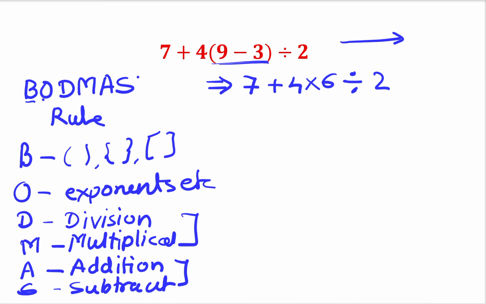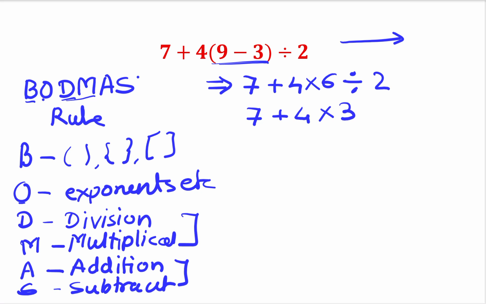Next is order, exponents, under root, etc., but here no order is given in this expression. So next is division and multiplication, left to right. Division comes first: 6 divided by 2. So 7 plus 4, 6 divided by 2 is equal to 3.